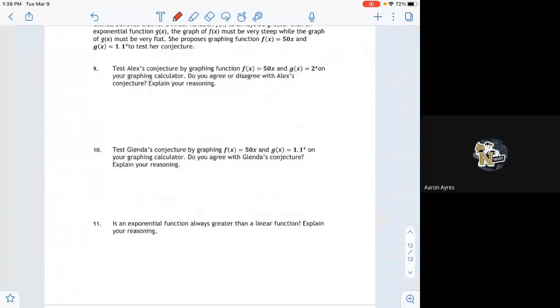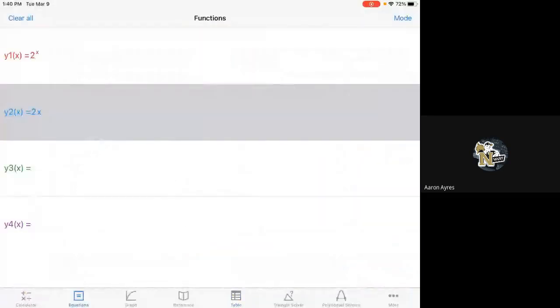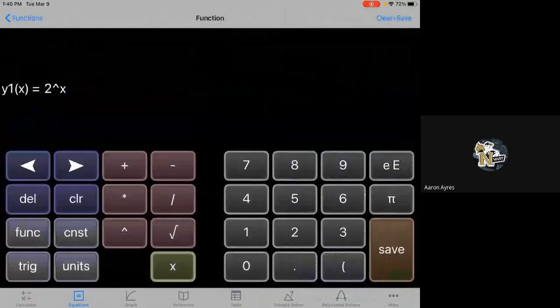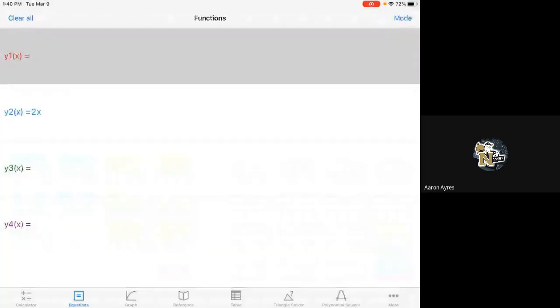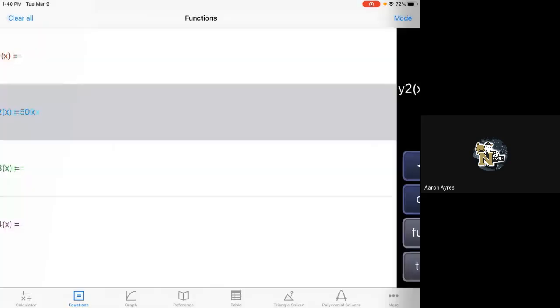Would you like to see those graphed? I'll put them on my graphing calculator. Huh? That's fine. Okay. So, but I need to know what they are. So you have to tell me what they are. What's the exponential function? Is it 2? We're doing Alex first. Okay. So is that 2 to the x for the exponential though? Okay. All right. So we just got to change this into 50. We'll do it. All right.